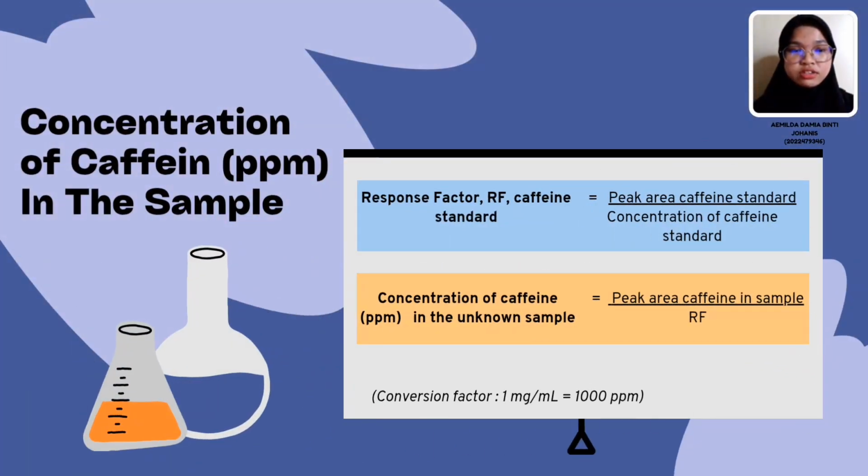To calculate the concentration of caffeine in ppm in the sample, we use these two formulas. First, to calculate the response factor, RF of the caffeine standard, we divide the peak area of the caffeine standard by the concentration of the caffeine standard. Next, to calculate the concentration of caffeine in ppm in the unknown sample, we divide the peak area of caffeine in the sample by the RF. And the conversion factor is 1 mg per milliliter, which equals 1000 ppm.